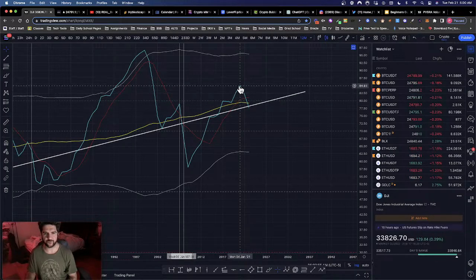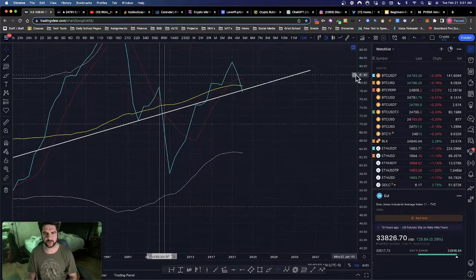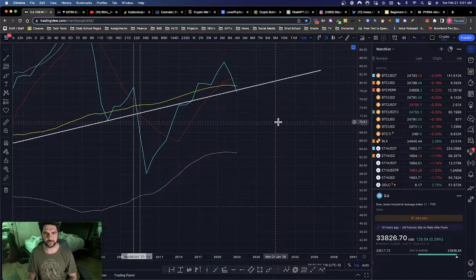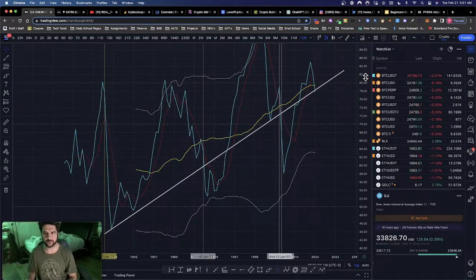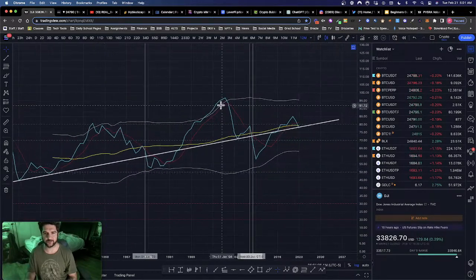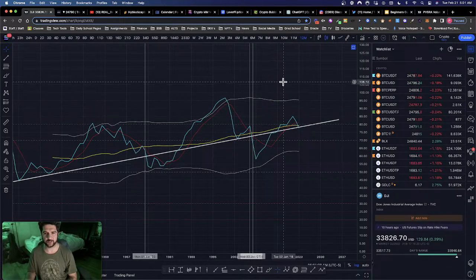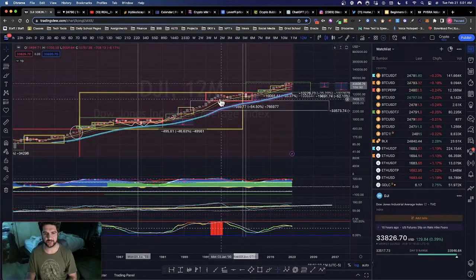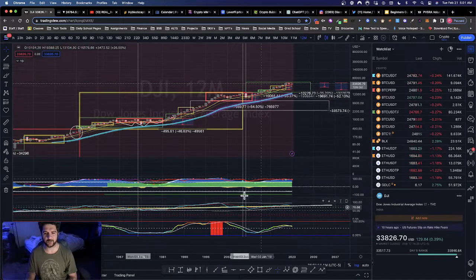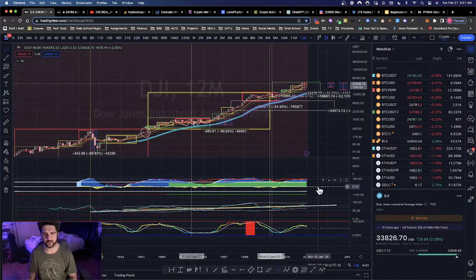And then you got a fake move due to money printing, and now you're coming down. And that also is bearish divergence on your Dow, on your 12-month. Right here, you got a higher high and a lower high on your RSI, and you have a higher high and a higher high on your price action. That's bearish divergence. Period. End of story.